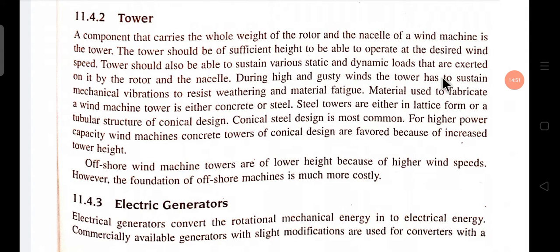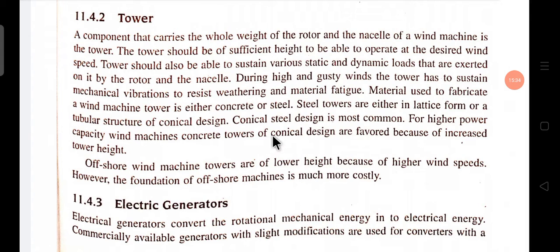The tower has to sustain mechanical vibration and resist weather and material fatigue. The material used to fabricate a wind machine tower is either concrete or steel. Towers are either in lattice form or a tubular structure of conical design. Conical steel design is most common for higher power capacity wind machines.